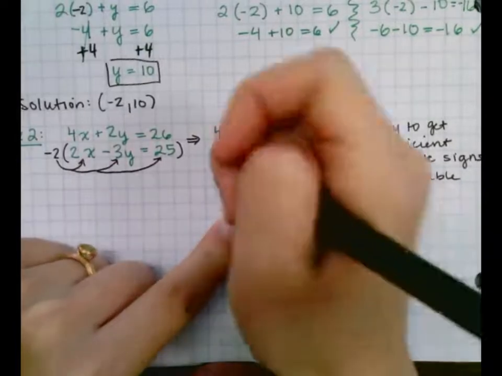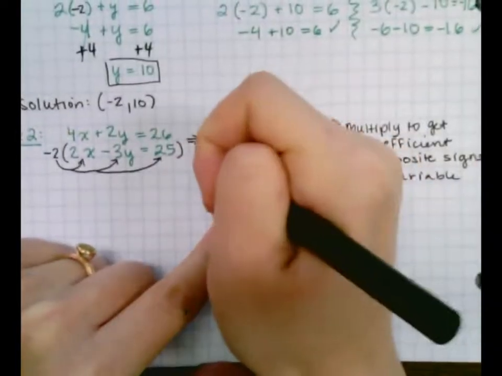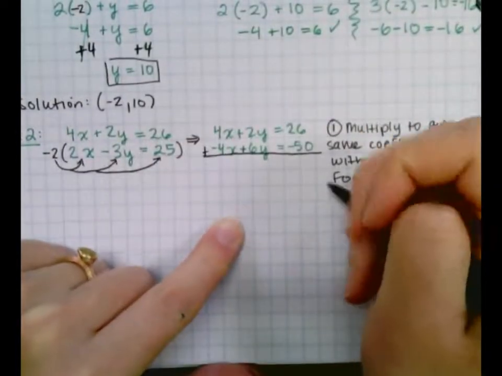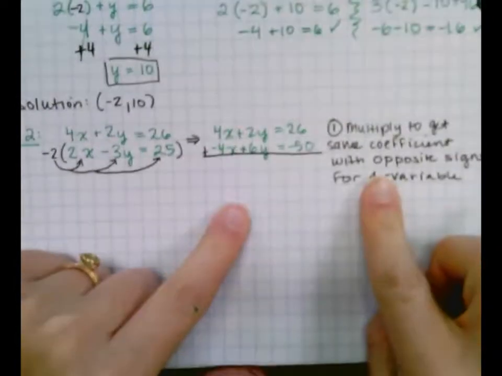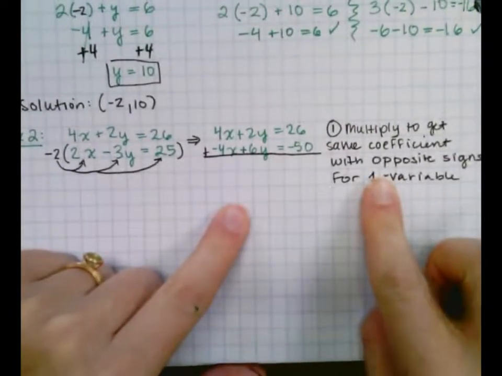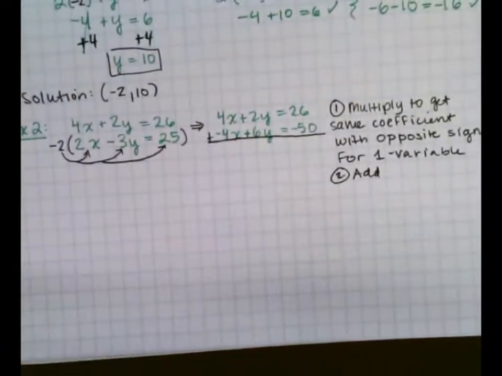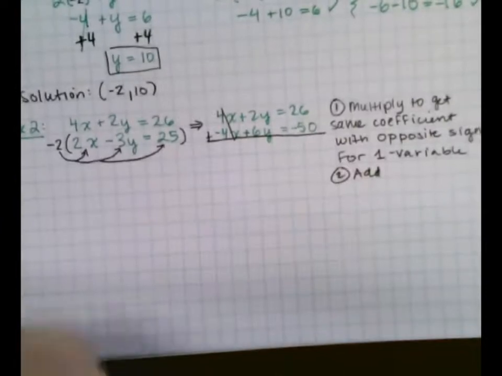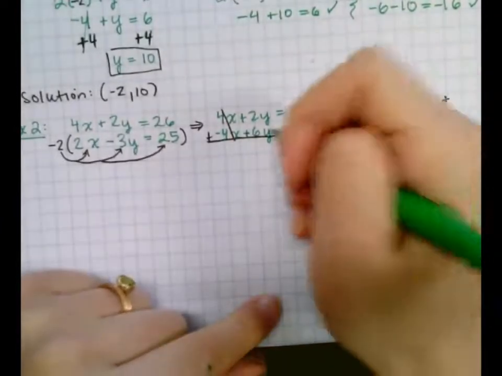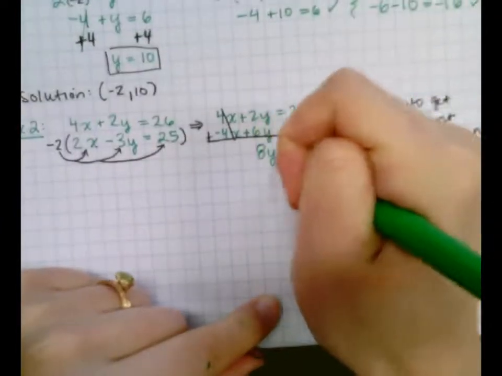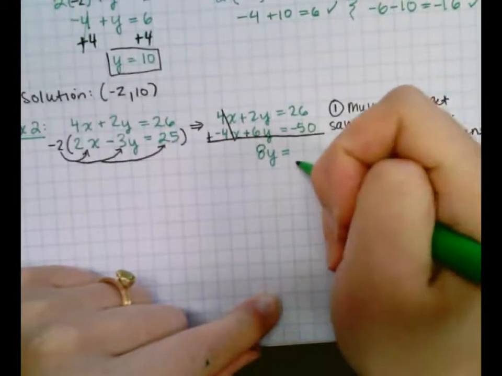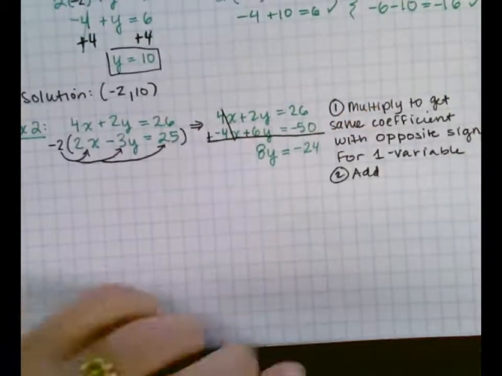Okay, so now I'm ready to add here. After that, the steps go back to what they were before, like in the first example. So now step 2 is going to be to add here. And what I get, 4x and negative 4x will cancel. So I have 8y is equal to negative 24.